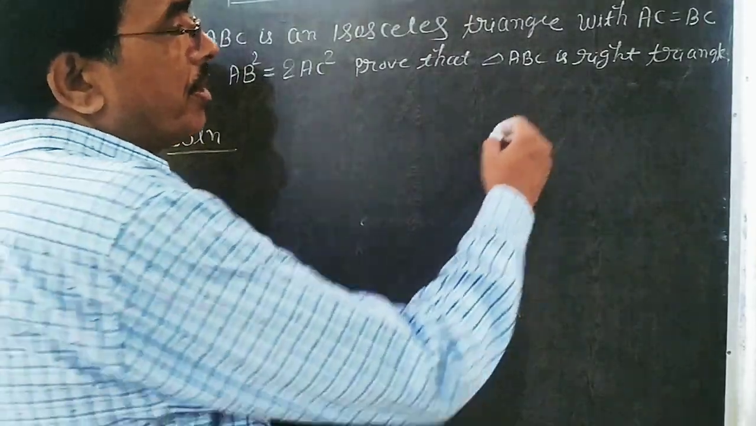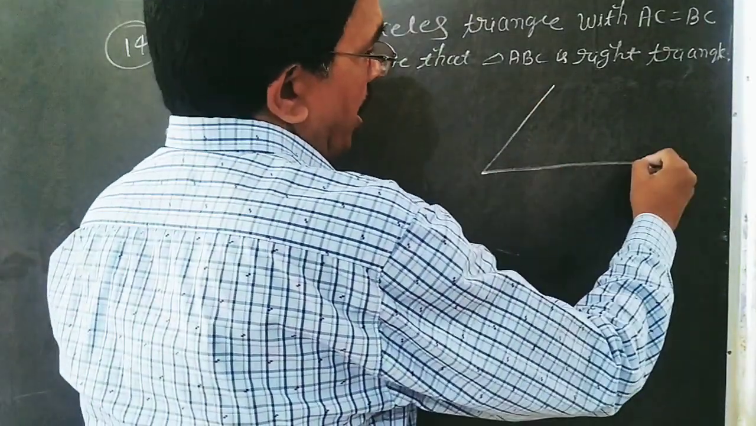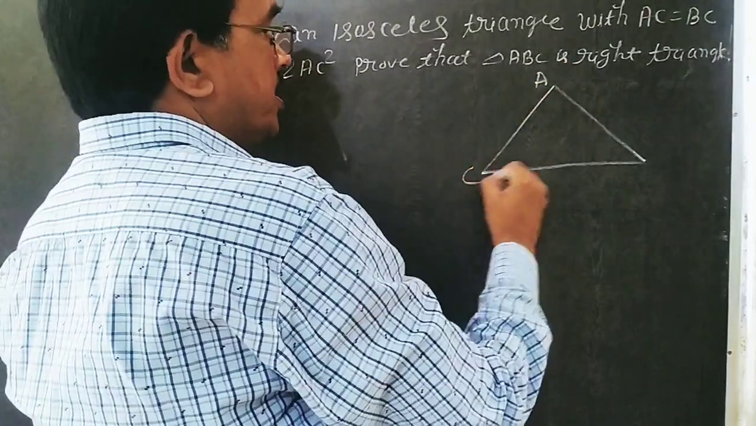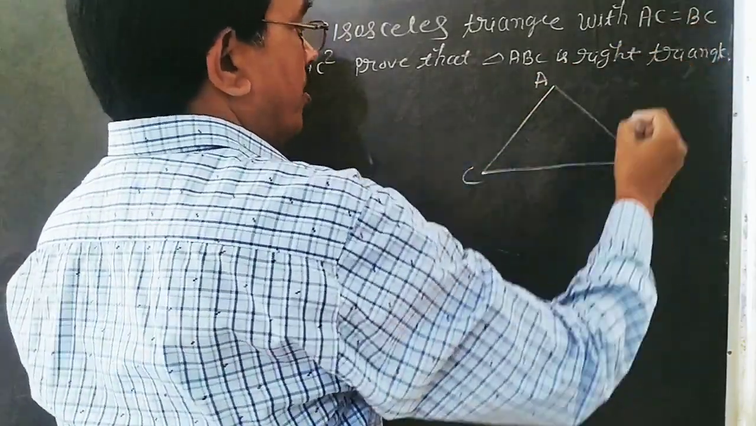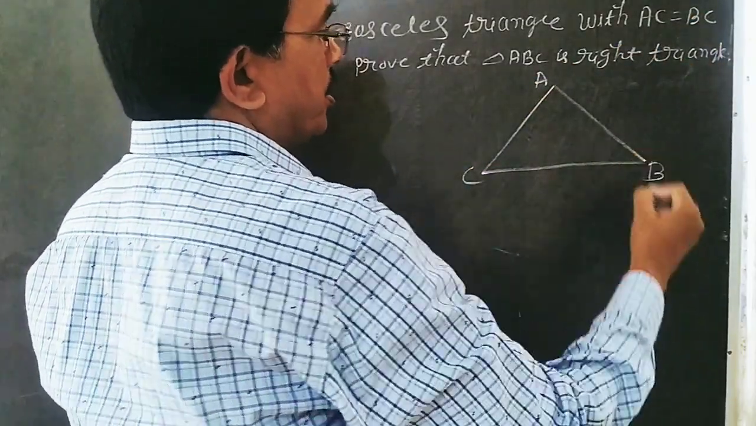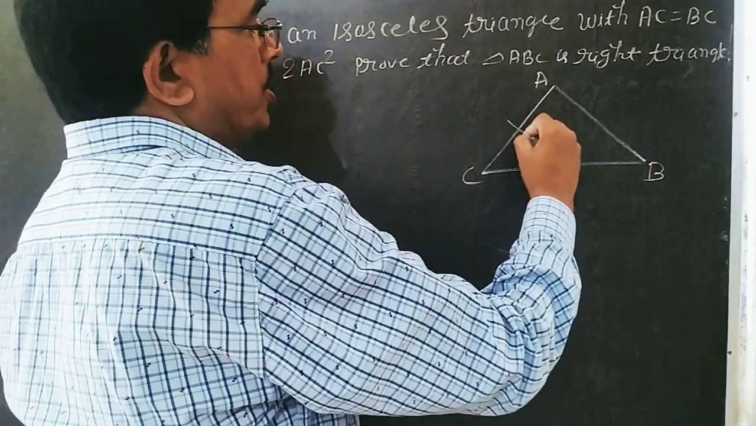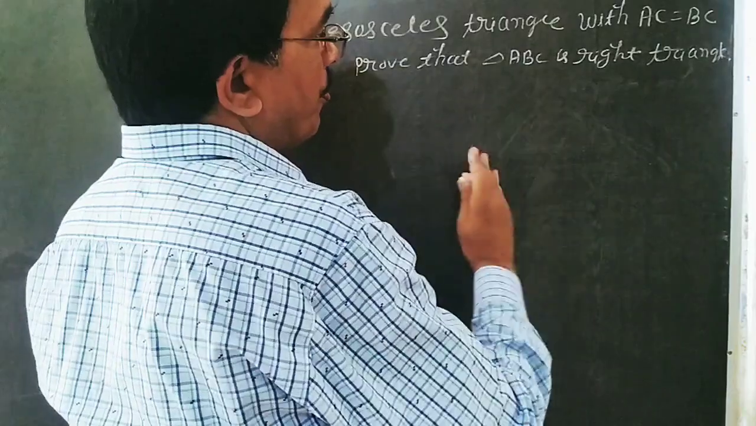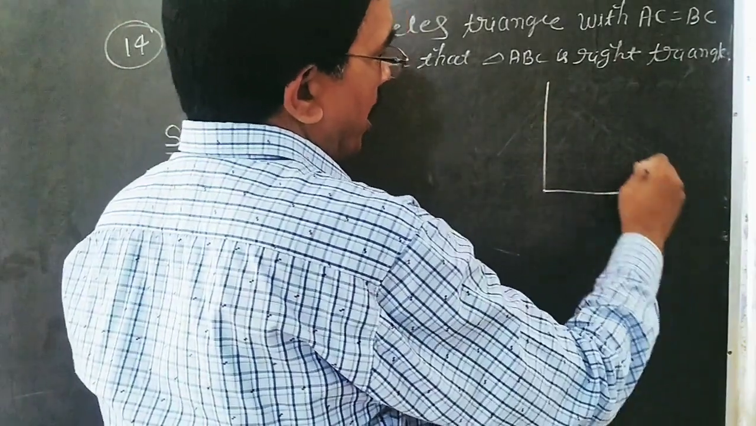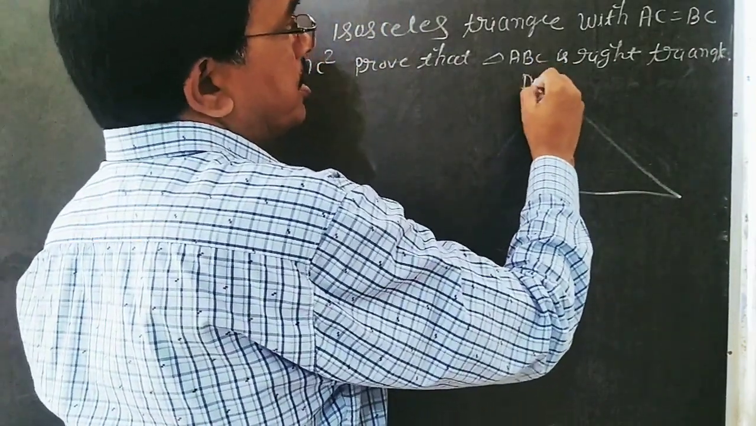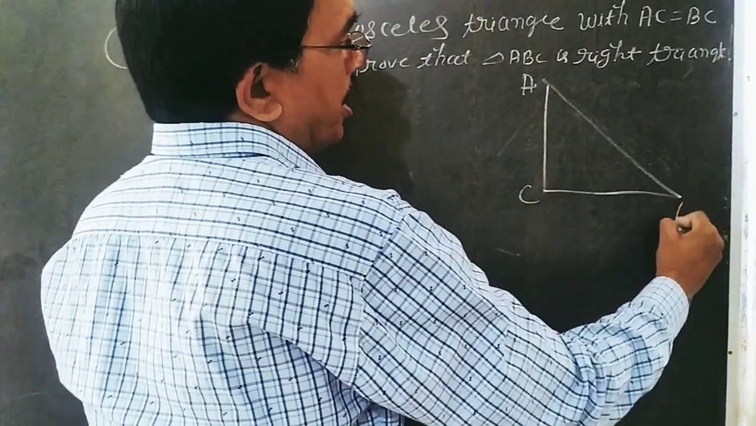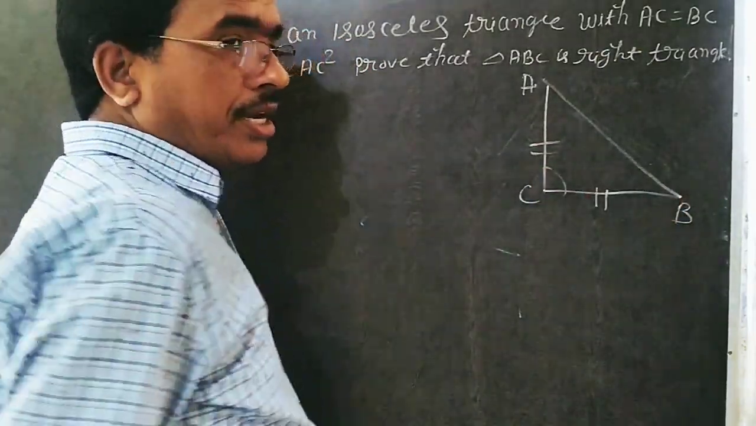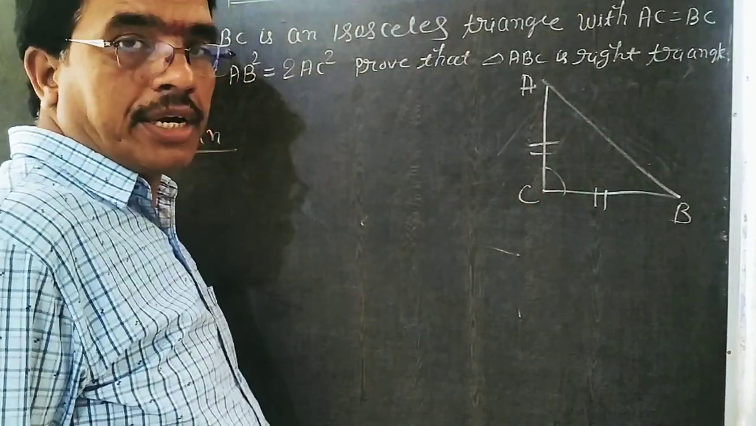So first you draw the figure. Suppose I draw the figure and your question has AC equal to BC. So this AC is equal to BC. You draw the figure, you have to prove right angle. So draw the figure like this. Here is AC and here is BC, they are equal. But this is not a right angle triangle. You have to prove it is a right angle triangle.